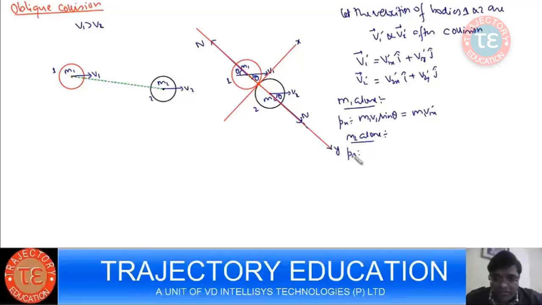Similarly, I can conserve linear momentum of m2 alone, because on m1 and m2 there is no force acting in the x direction, so the corresponding component of linear momentum will be conserved. So that is m2 v2 sine theta is v2x dash. Okay, now in the y direction I can conserve linear momentum of m1 plus m2, because if I take m1 and m2 as a system, then this impulsive force becomes an internal force, right?